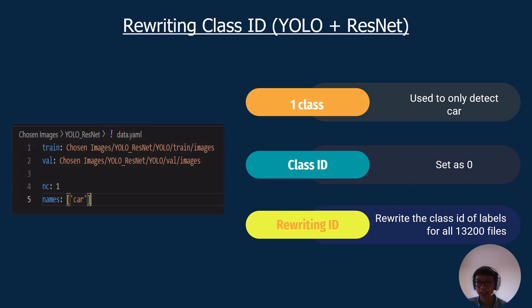After the YOLO-only method, I would like to talk about the YOLO and ResNet method, starting off with rewriting the class ID. In this case, YOLO only needs to identify the car, so there is only one class. The class ID will be set as 0, and all 13,200 files for the images and labels will be rewritten with this class ID.